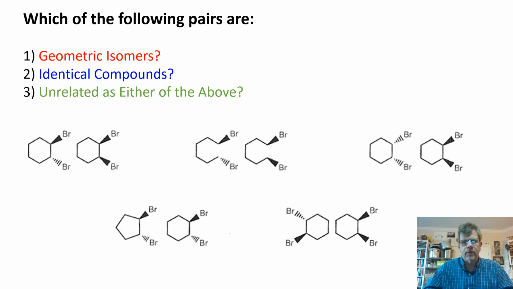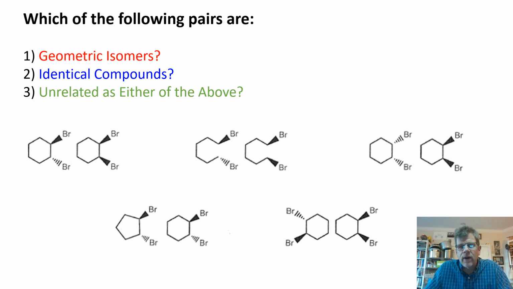How about this one, friends and neighbors? Which of the following pairs are pairs of geometric isomers, pairs of identical compounds, or unrelated as either of the above? Okay, we have to carefully go through these. If we look at this first one over here, we can see, well, this is a 1,2-dibromo cyclohexane, both of them. But we'll notice that one of them is trans and one of them is cis.